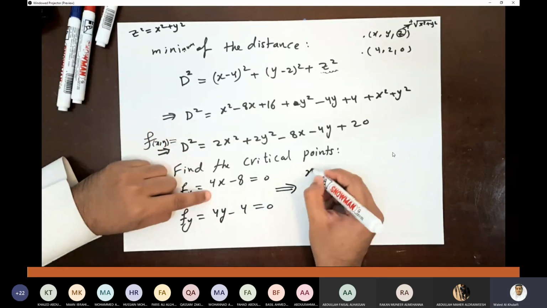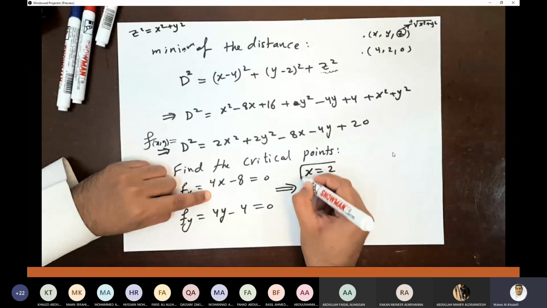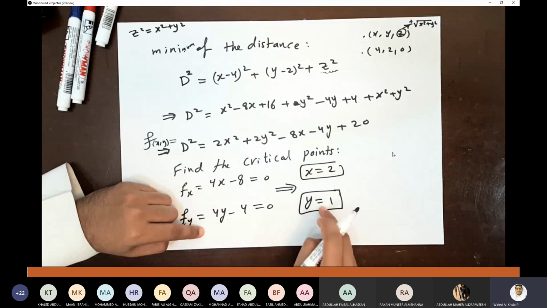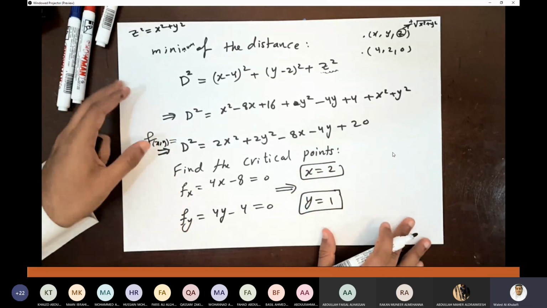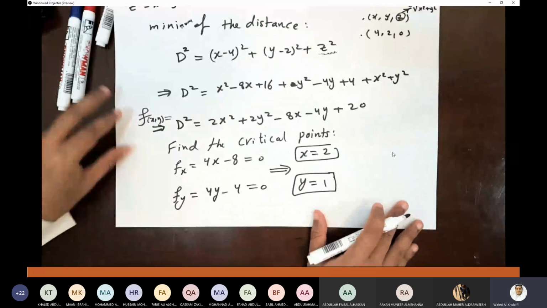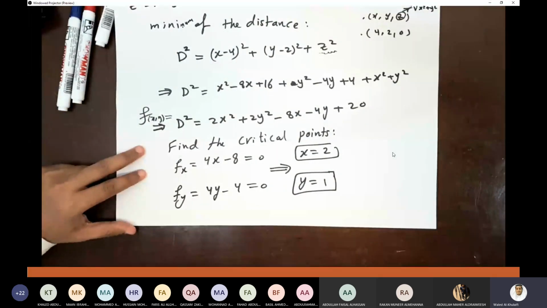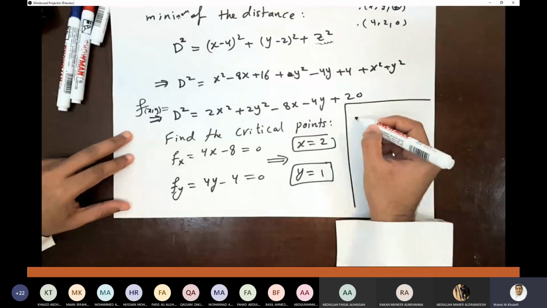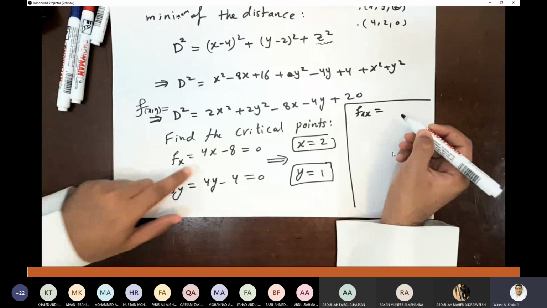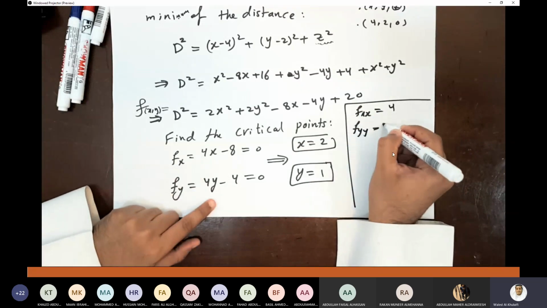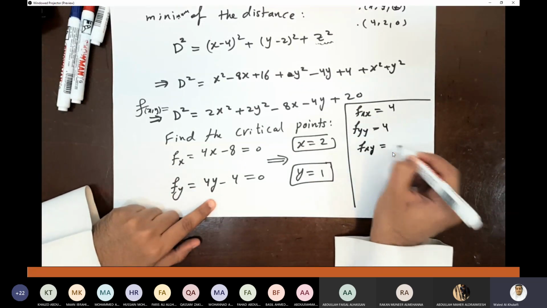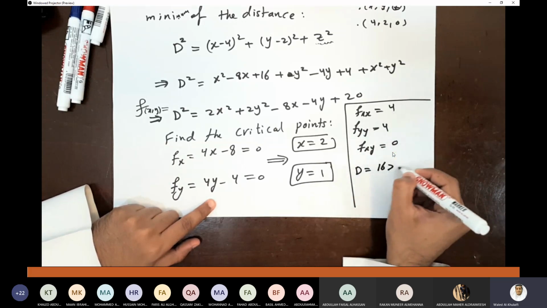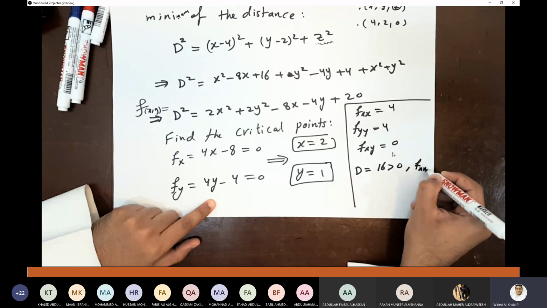This is piece of cake. So we have x equal 2. From here you have y equals 1. So now you have one point that serves as a critical point. How to check the d? Well, we go for the second derivative. So fxx is equal to 4, fyy is equal to 4, and fxy gives us 0. So d equals 16, greater than 0, and fxx greater than 0.